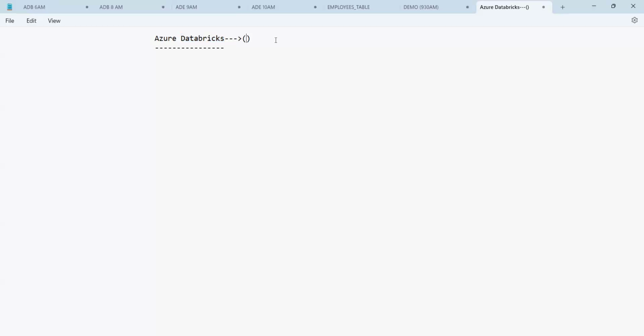Azure Databricks is a cloud service provided by Azure, using which we can perform the following operations or jobs. The first one is data migration job.